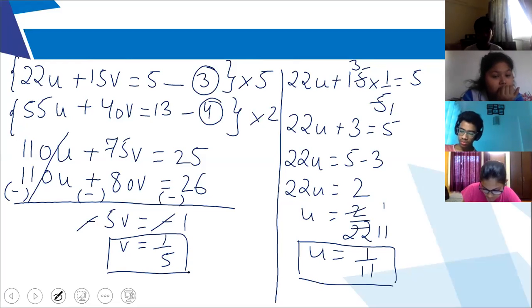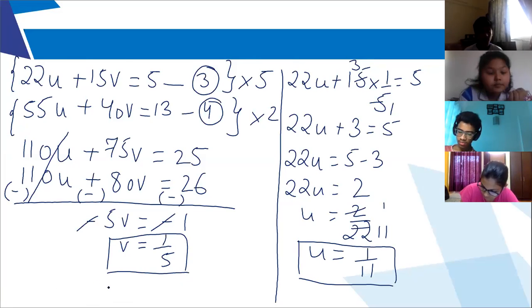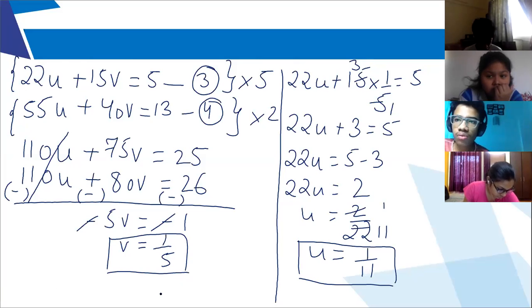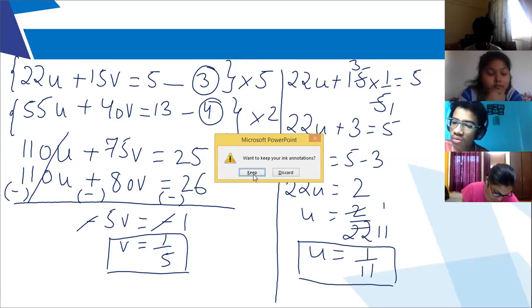So till here, please write it. Please write it quickly so that we can just finish off this question. Done? Yes, ma'am. Okay. So v is equal to 1 upon 5 and u is equal to 1 upon 11.